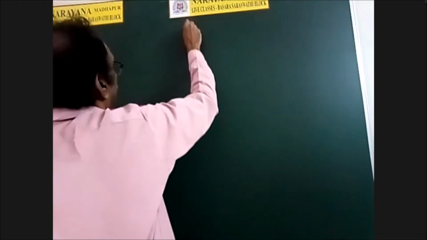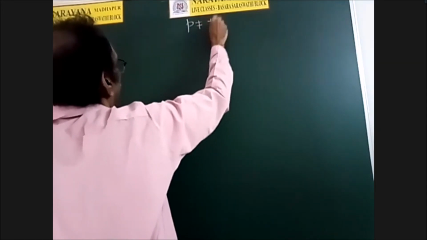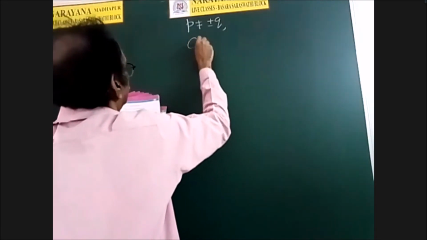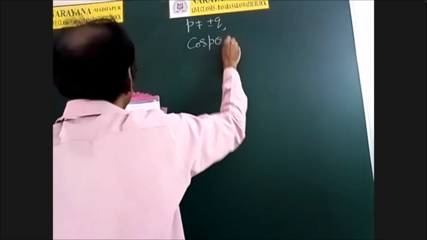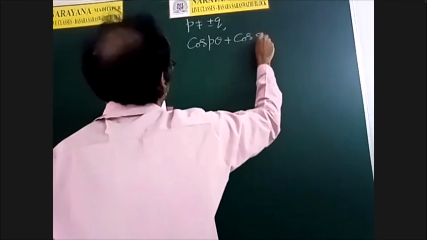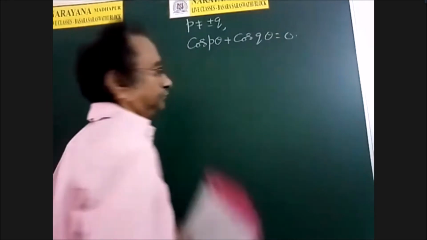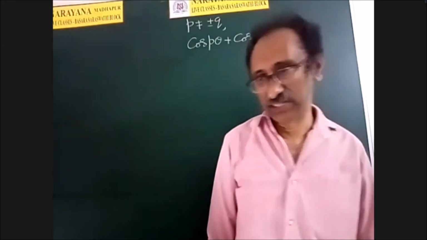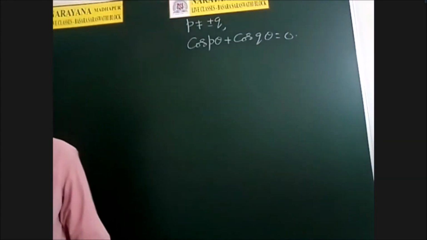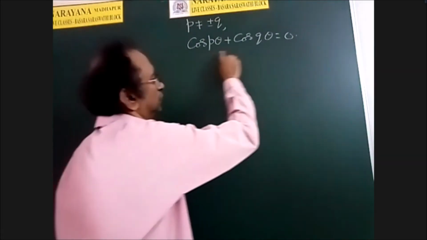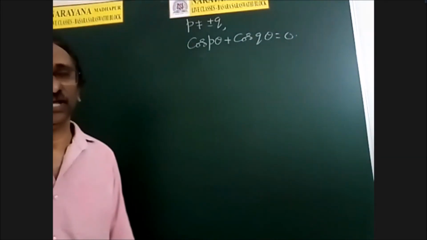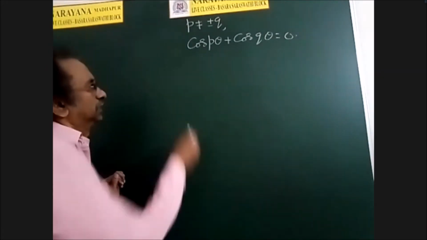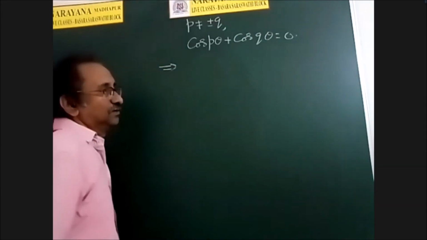Given that P is not equal to plus or minus Q, the solutions of cos P theta plus cos Q theta is equal to 0. We will have so many solutions. But given that the solutions of this equation form an AP, the question is, what is the common difference of the AP? That is the question. Whenever cos C plus cos D is there, what will we do?